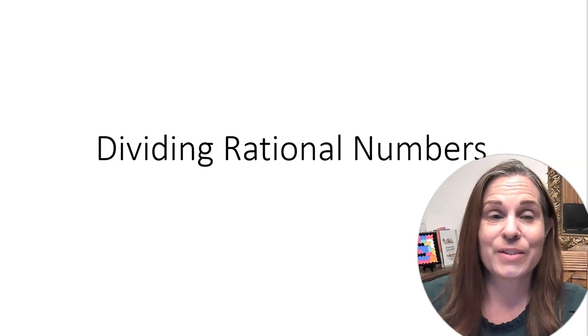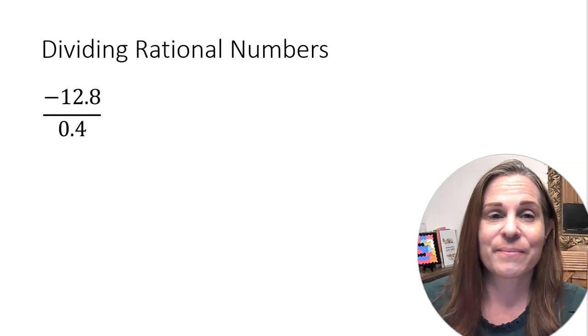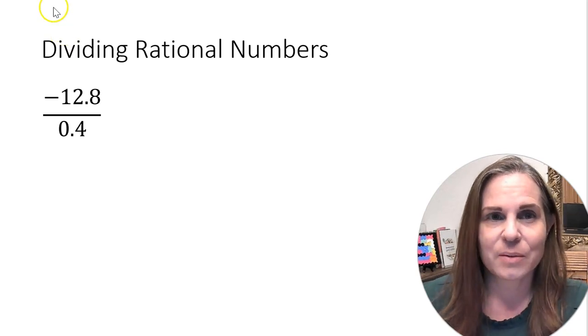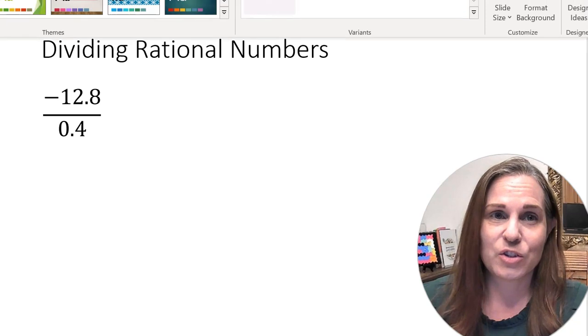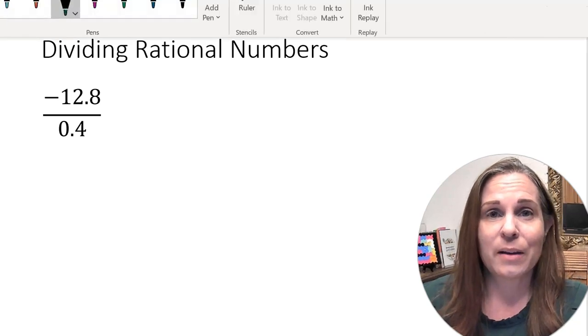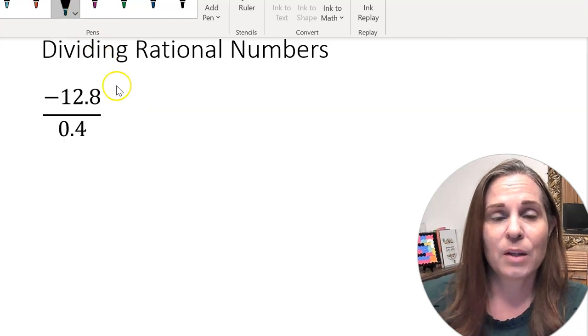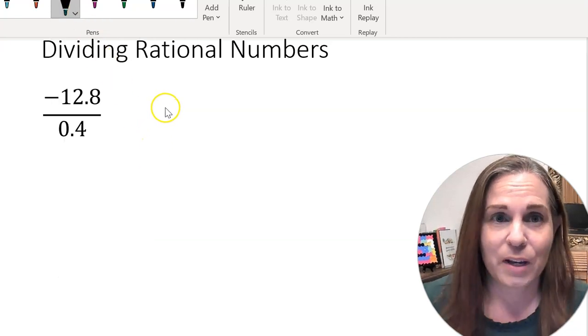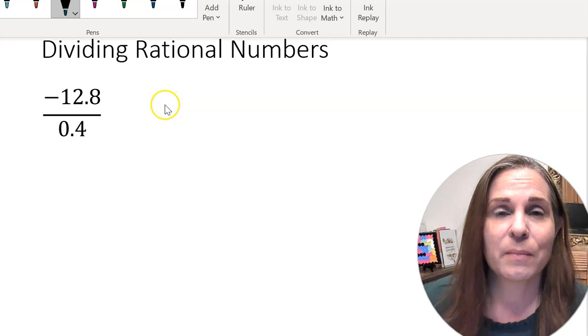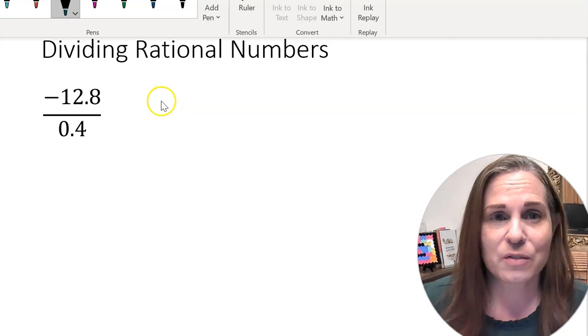Dividing rational numbers. So this looks like a fraction, right? But it's a division problem because when we have one number over another number, that means that we're dividing. So I have two options for dividing this, and I'm going to show you both of them. Pick the one that works best for you.